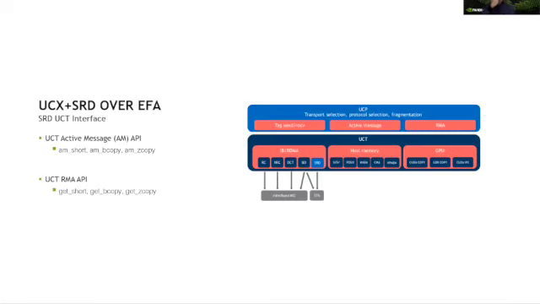Moving on to SRD support, which is the more important protocol actually. For adding SRD support in UCX, we added a new UCT transport at the UCT layer, which will implement the UCT interface over SRD and EFA. Two main classes of functions had to be implemented: the UCT active message API and the UCT RMA API. The active message API mainly involves AM short, AM bcopy, and AM zcopy functions. And for RMA with SRD, we will have get short, get bcopy, and get zcopy.